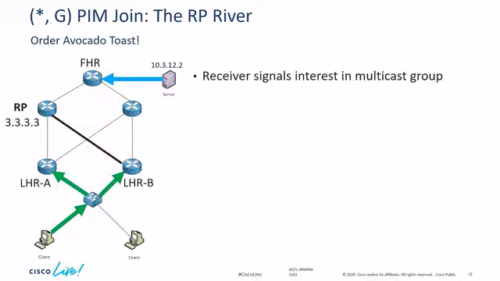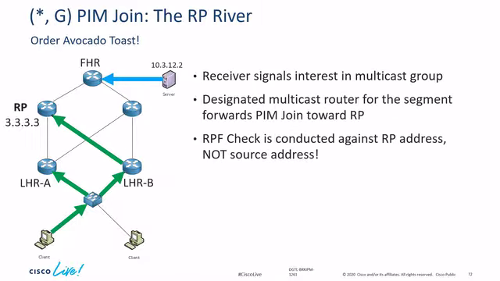So at this point, we know what multicast group we're interested in, but we have no idea what the source is. We have no idea who's sending or who's selling avocado toast. And as LHRB is the designated multicast router for the segment, the DR, the multicast router, there's a couple different terms here, it will send that PIM join to the rendezvous point.